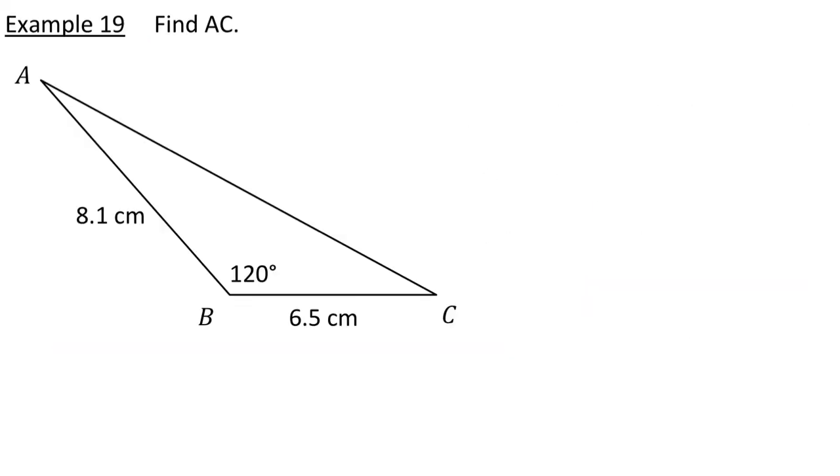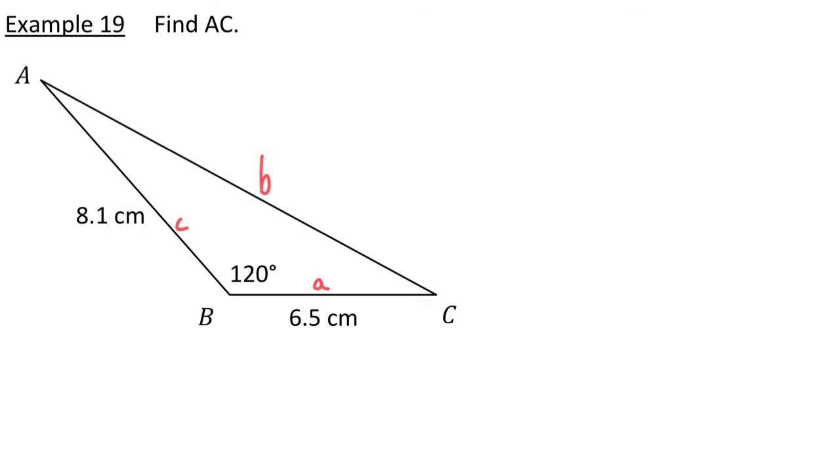Example 19, find AC. So we've got the vertices labelled, so we need to pick the sides. So the base is opposite angle A, so it's going to be side A. The 8.1 is opposite angle C, so it's side C. And the unknown length is side B. So we're trying to find AC, which is side B.